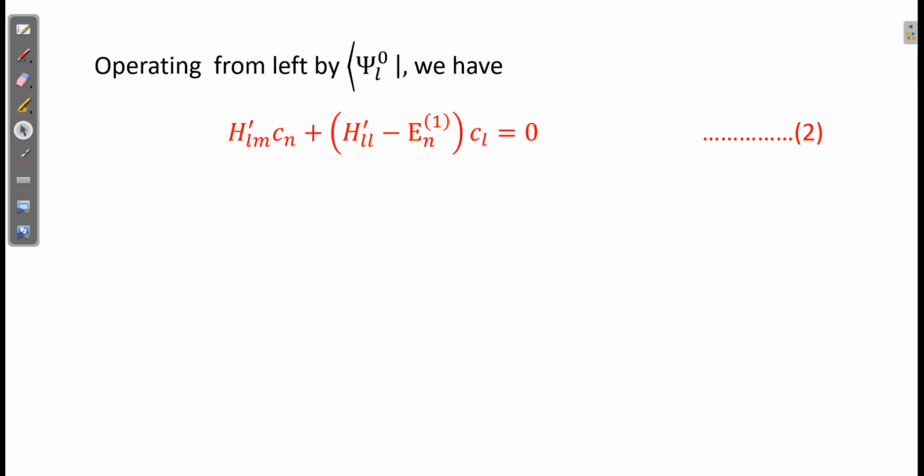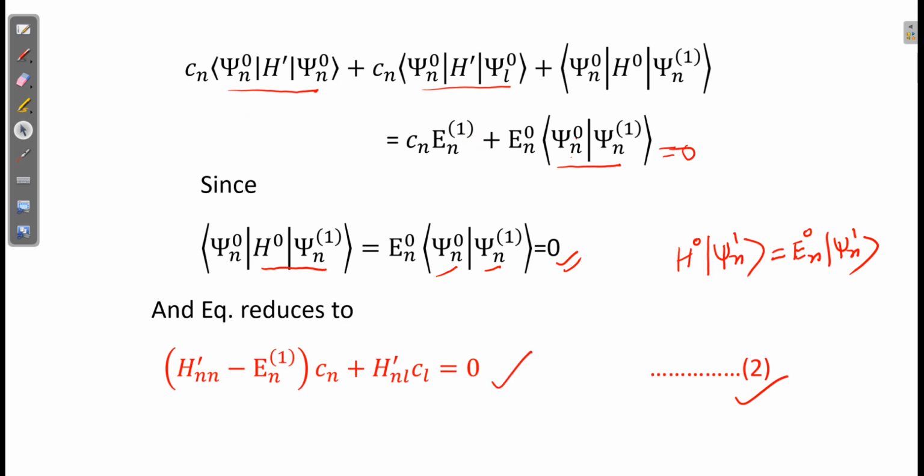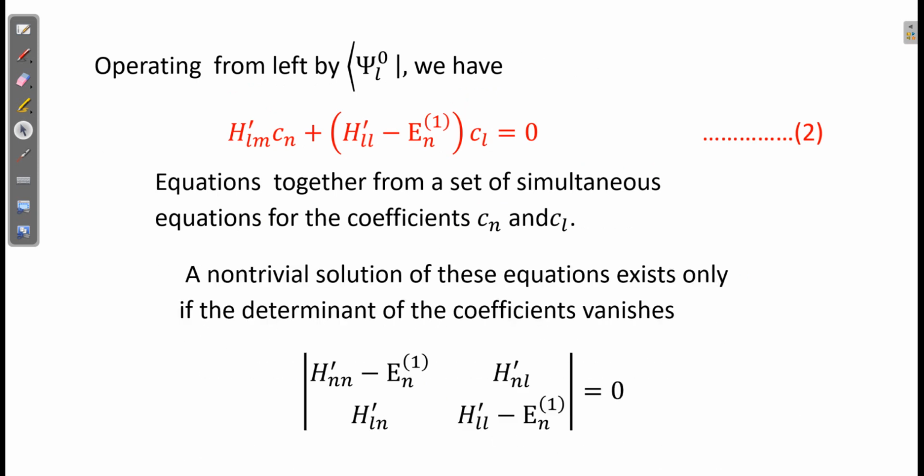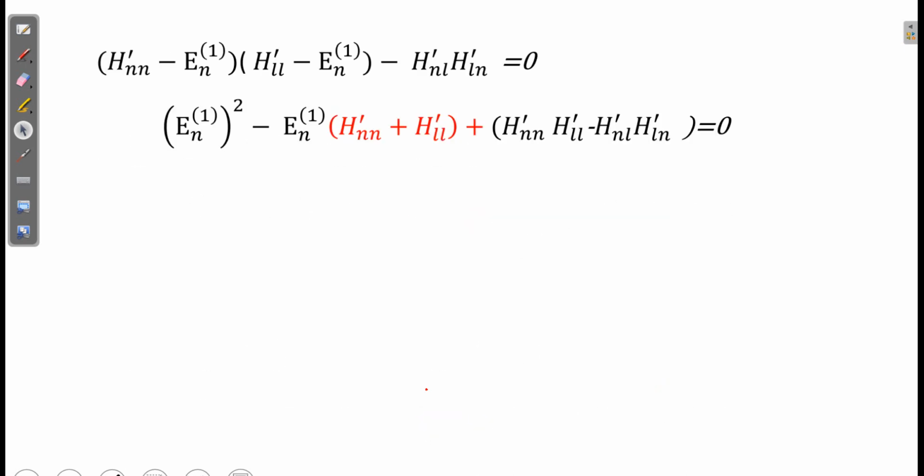Similarly, multiply by the bra notation psi l naught, then you will get this equation. So this equation and this equation, both equations can be solved for the constants Cn and Cl. Since both equations have 0 on the right-hand side, Cn and Cl give a non-zero value if and only if their determinant vanishes. Now solving this determinant by taking the product, you will get a second order equation in the first order energy En1.